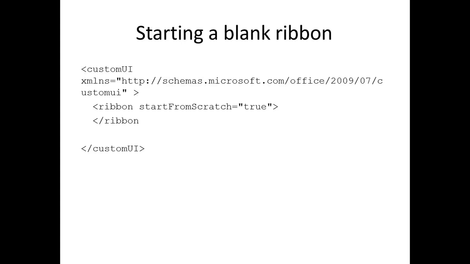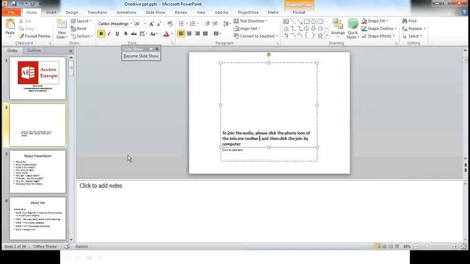So you can see this. It's the ribbon XML for a blank ribbon. There's a schema definition. This works for 2010 forward. I think it might not work if you're using 2007. I haven't tried it. So we have this ribbon start from scratch equal true. So this is basically telling Access that we want a blank ribbon. So I'm going to paste this into a table in an Access database.